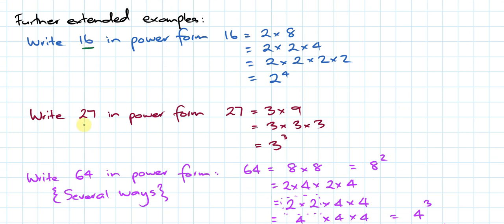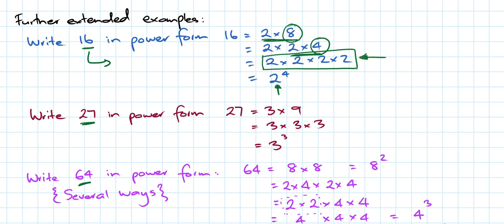How could we write numbers if we're given a number and we're asked to write them in power form? The first thing to do is just write one multiplication fact. So 16 is the same as 2 times 8. Then you know what 8 is, so 8 is 2 times 4. And then you also know what 4 is, which is 2 times 2. So you get to this point here, whereby you can write that in power form. This expression here is the same as 2 to the power of 4.